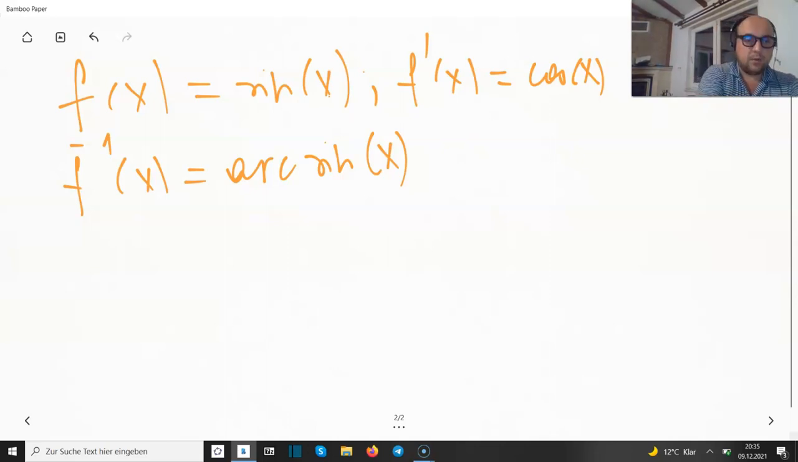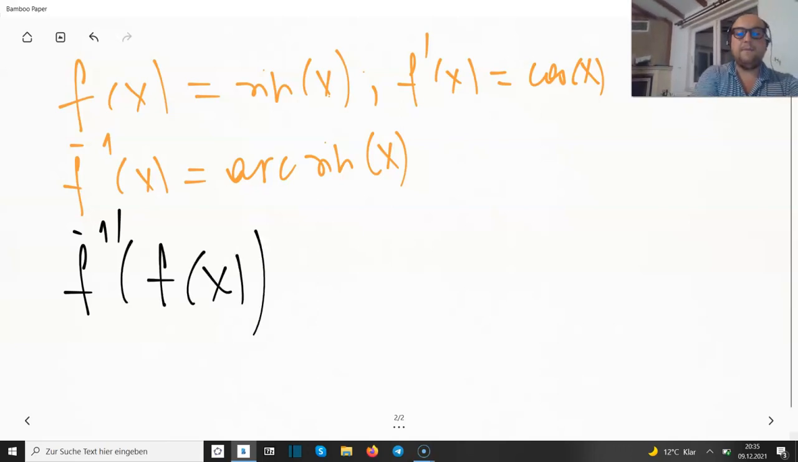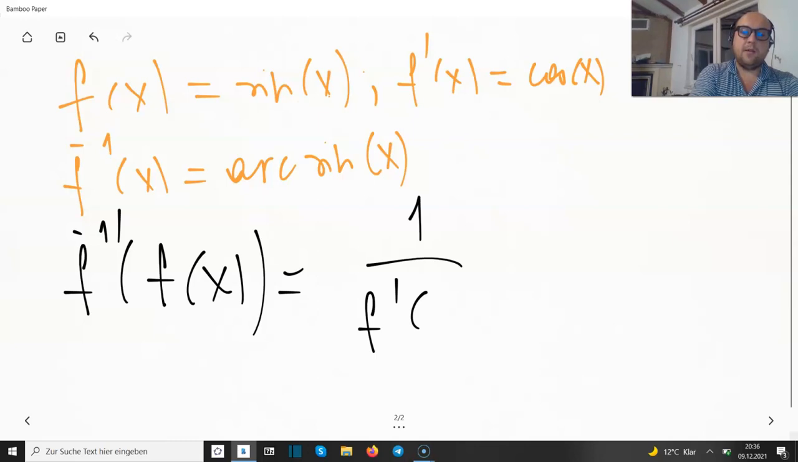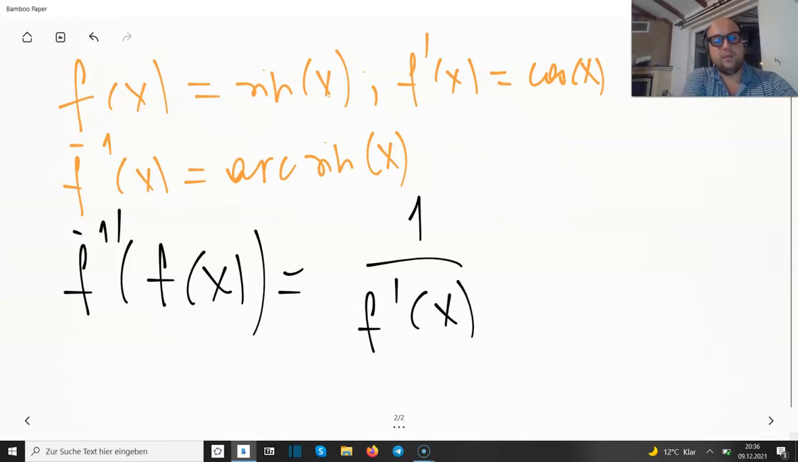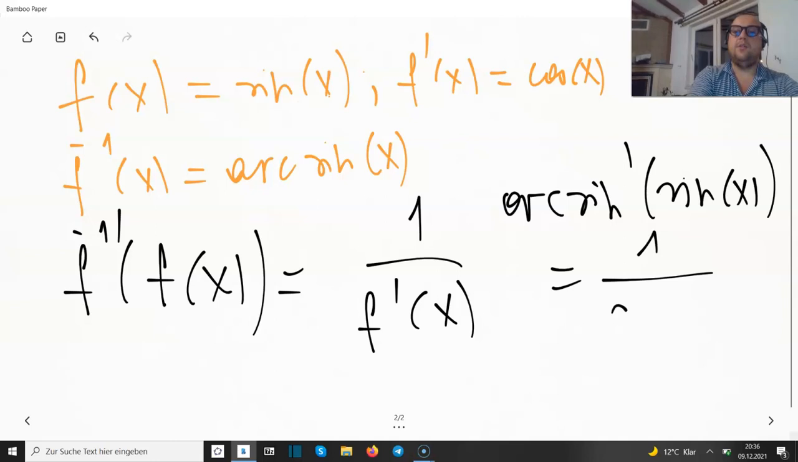Okay, so the derivative of the inverse function, if you remember the formula that we derived, otherwise you have here the link, is equal to 1 divided over f prime of the inverse. Is that the formula? Yeah, I think it is. All right, so arcsine prime at sine of x is equal to 1 divided over cosine of x.